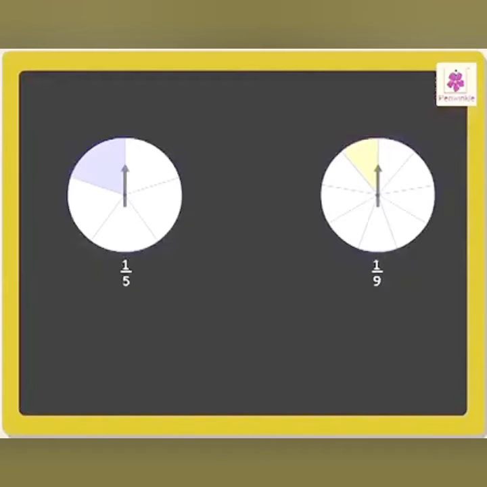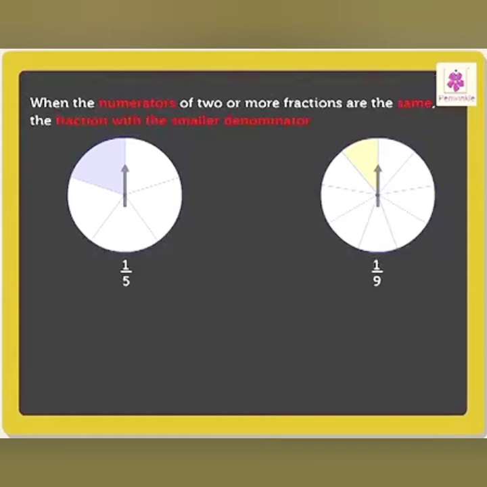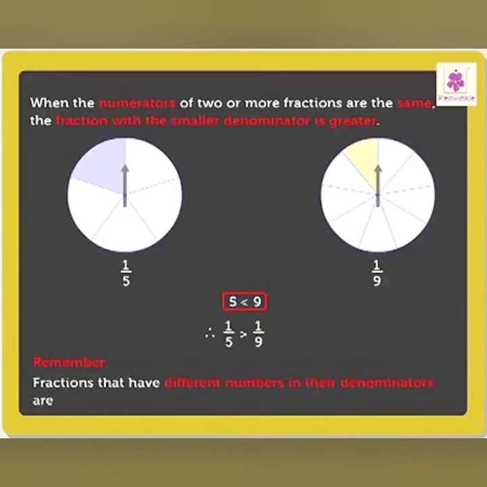Look, here the numerators are same. When the numerators of 2 or more fractions are the same, the fraction with the smaller denominator is greater, as 5 is smaller than 9. So, we can say that 1/5 is greater than 1/9, or 1/9 is less than 1/5. Remember, fractions that have different numbers in their denominators are called unlike fractions.